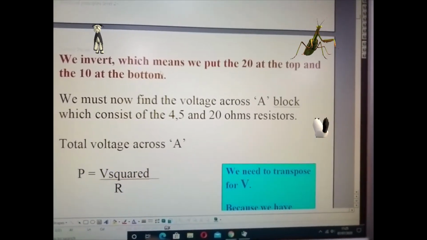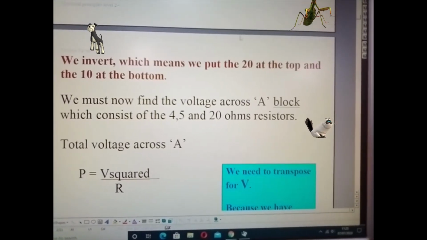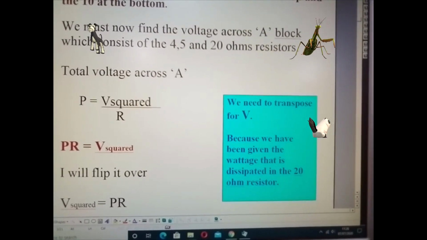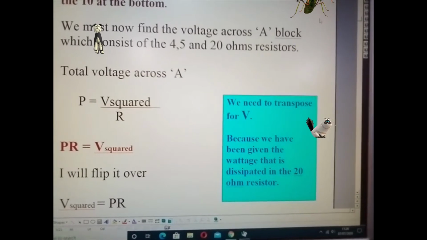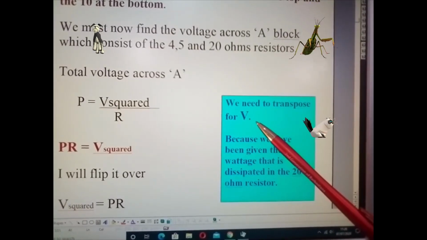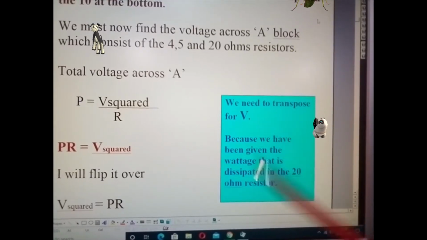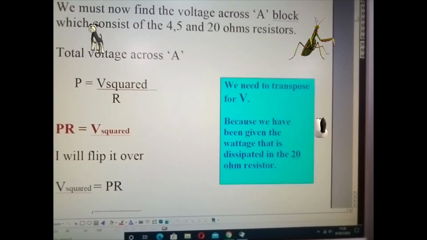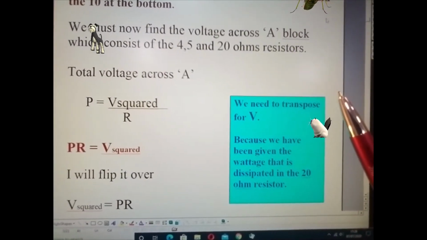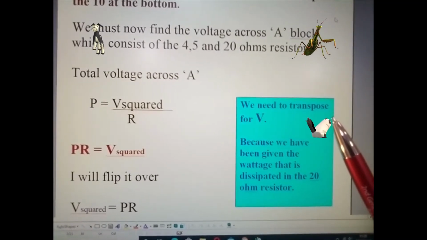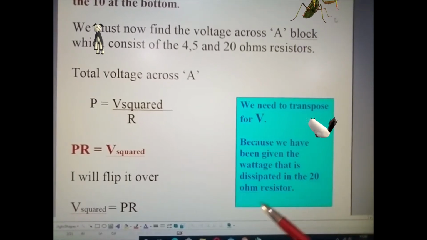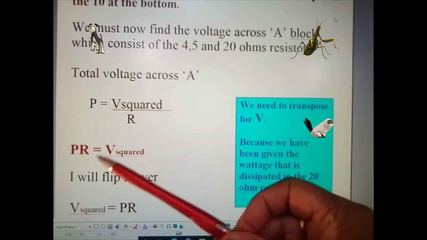Total voltage across A, P equals V squared over R. So, we're using P equals V squared over R. We need to transpose for V because we have been given the wattage that is dissipated in the 20 ohm resistor. So here we're going to transpose for V.